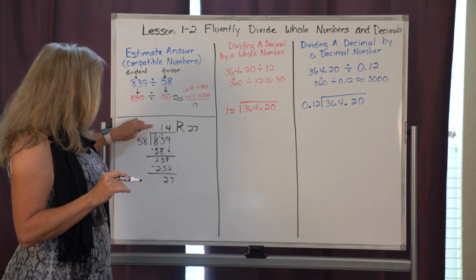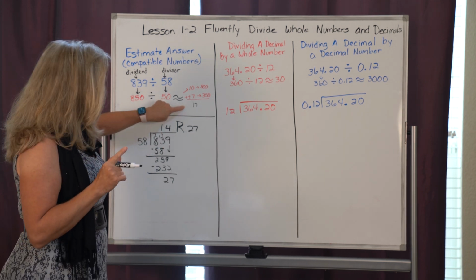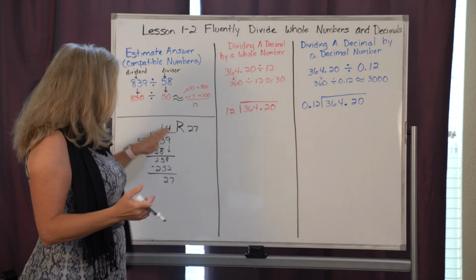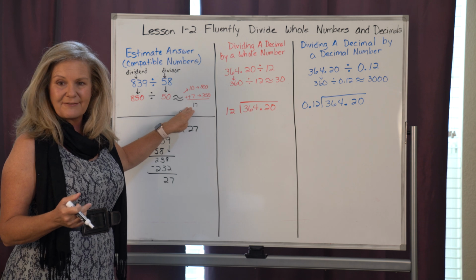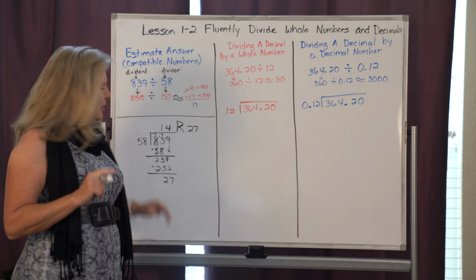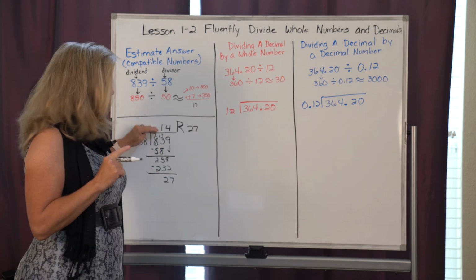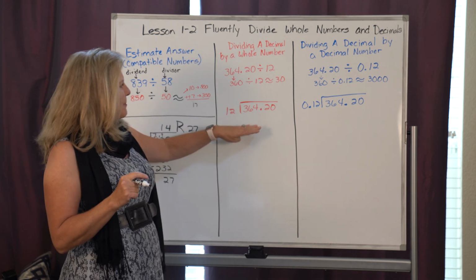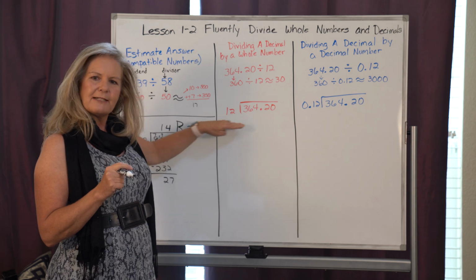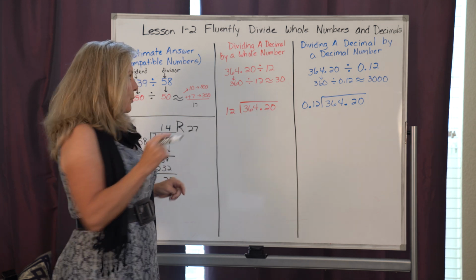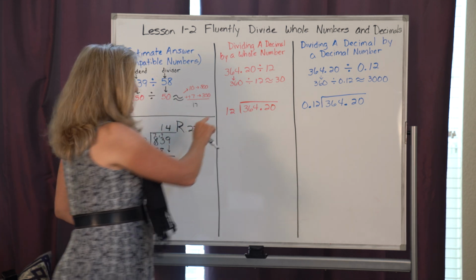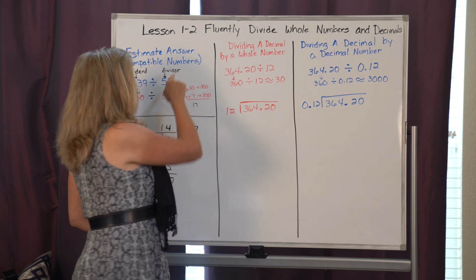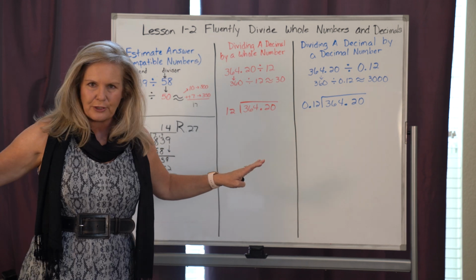So when we take a look at my final answer, I always want to go back to my estimation. Does it make sense? Well, 14 is not exactly 17, but it's close, so I'm pretty confident that this is my answer. So let's take it a step further. What if I'm going to have a decimal and I'm going to divide it by a whole number? Well, the key here is you have to have a whole number on the outside as your divisor. You have to when you divide.